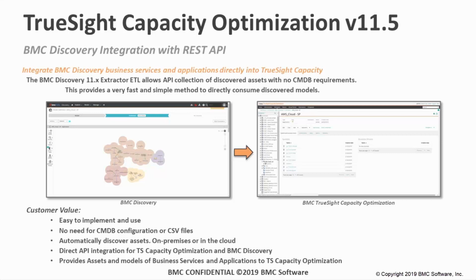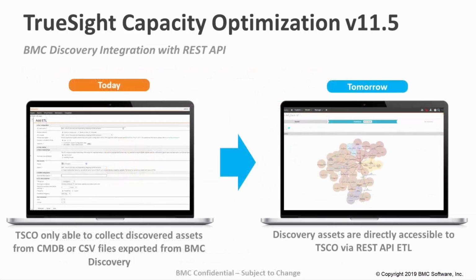So as Discovery, as you guys know, discovers assets both in cloud and on-premise, we can now import those directly into the capacity optimization tool set easily. Previously we had two ETLs that were created. We've added another ETL now for this API interface for ease of use. The ETL will work on the REST API from Discovery 11.1 to 3, where they're currently at.